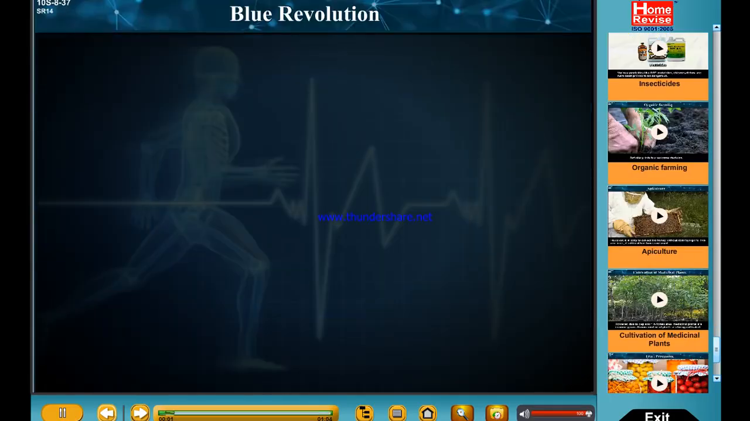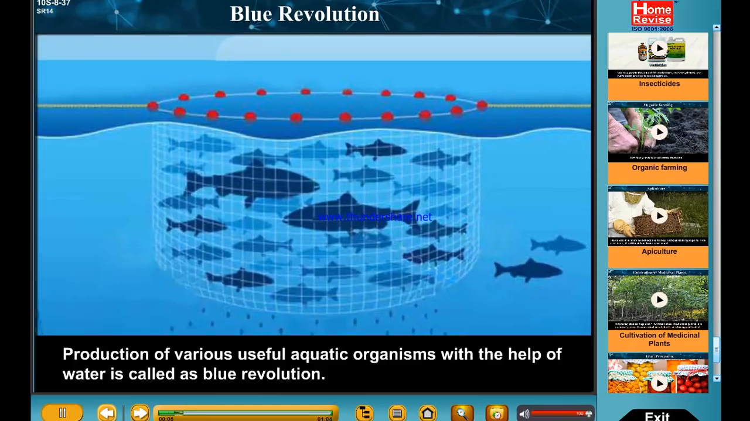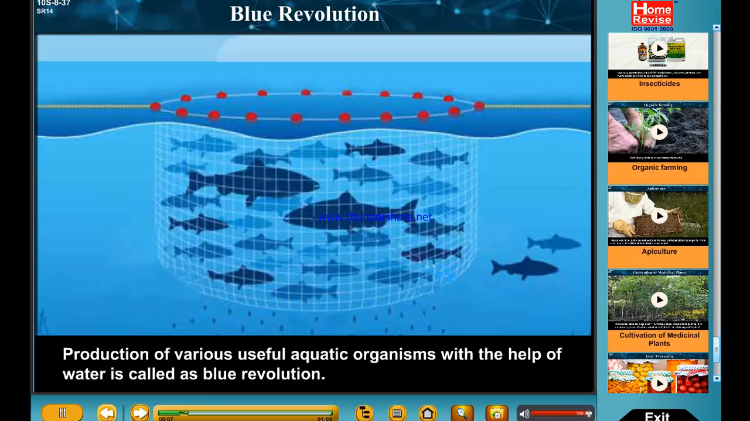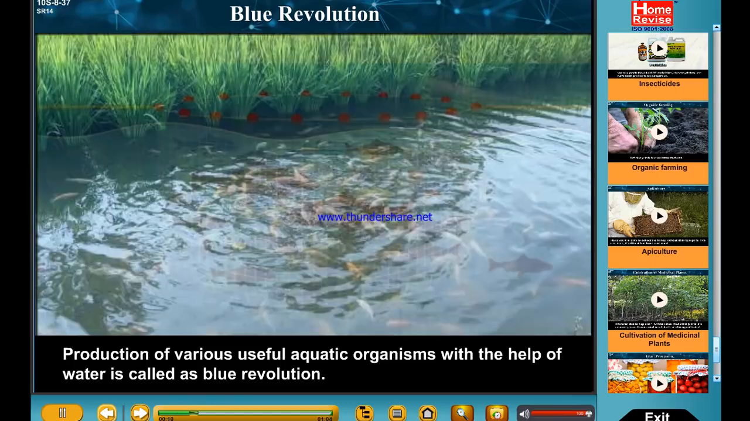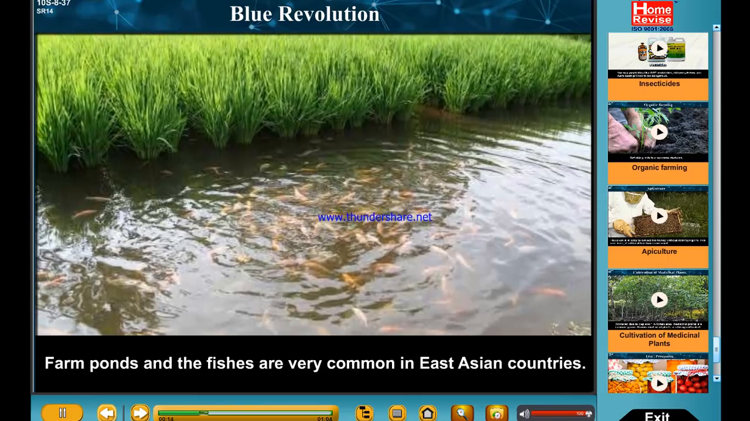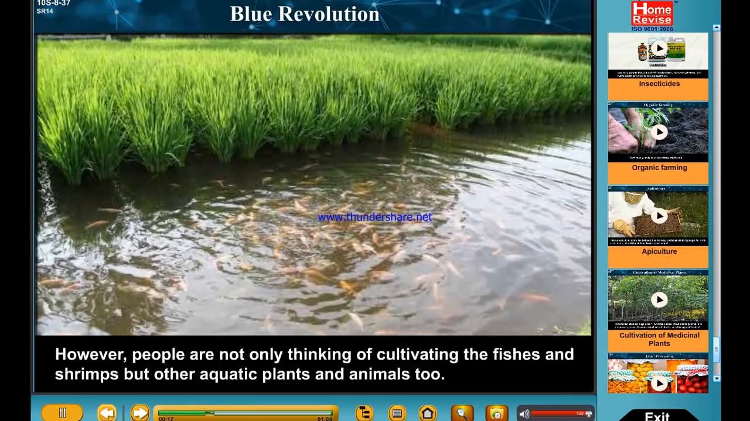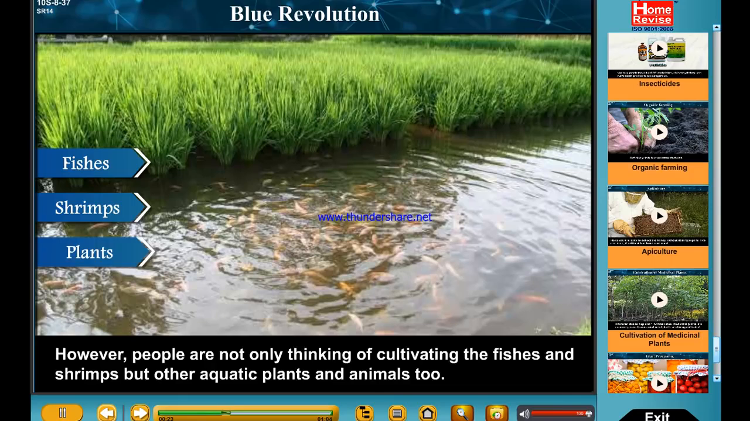Blue Revolution. Production of various useful aquatic organisms with the help of water is called the Blue Revolution. Farm ponds and fishes are very common in East Asian countries. However, people are thinking of cultivating not only fishes and shrimps, but other aquatic plants and animals too.